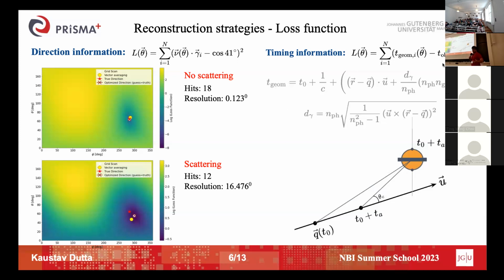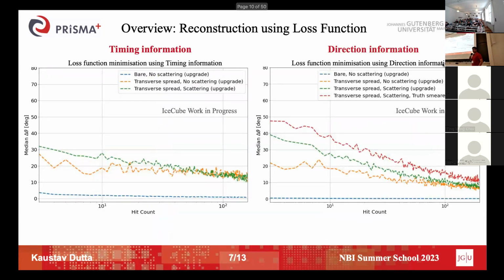And then I proceed similarly as in the direction case, minimizing the loss function, which gives me the optimized parameters. Once you have the optimized parameters, you look at the opening angle between the truth and the optimized reconstructed vector, which is shown on the y-axis here. I want you to look at the green plot, which includes both the hadronic shower spread as well as scattering. You see that if you are only using the direction information in the lower hit count range, the delta theta goes to 40 degrees. However, the timing information gives you a much better result, at around 10 degrees better, at 30 degrees.